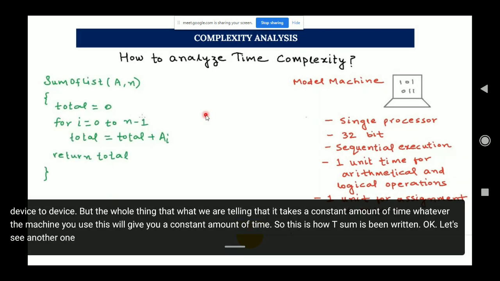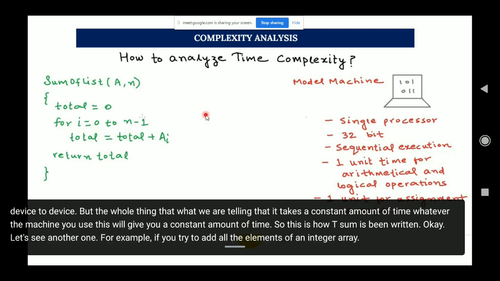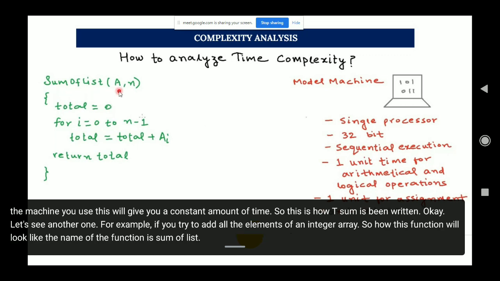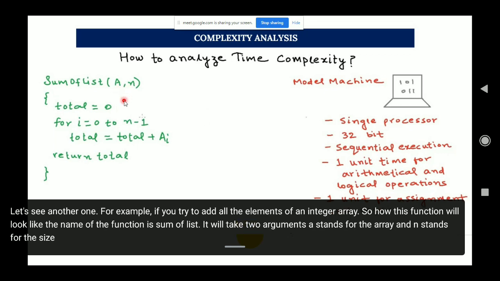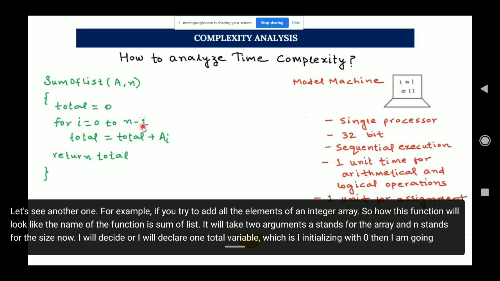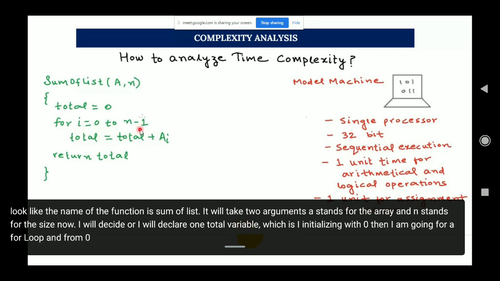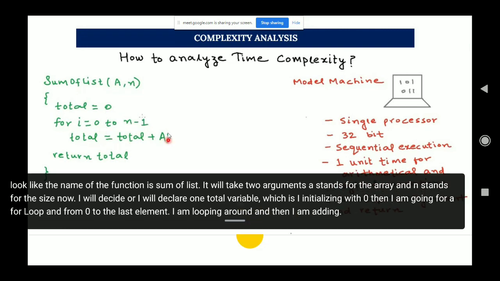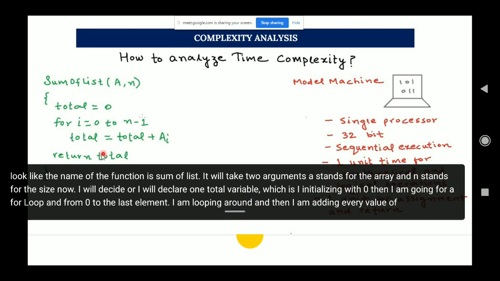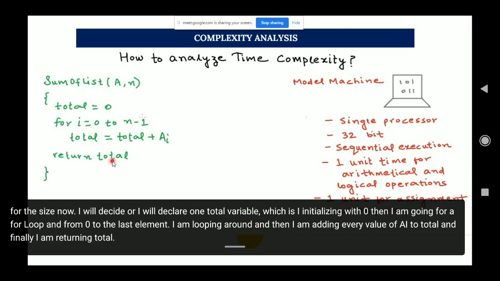For example, if you try to add all the elements of an integer array, how will this function look? The name of the function is sum of list. It will take 2 arguments: A stands for the array and n stands for the size. Now I declare one variable, total, initializing it with 0. Then I'm going for a for loop, from 0 to the last element, adding every value of A[i] to total, and finally I'm returning total. So this is what the whole program is all about.